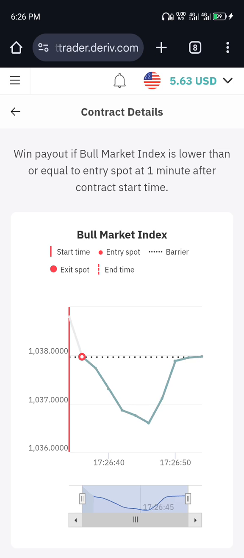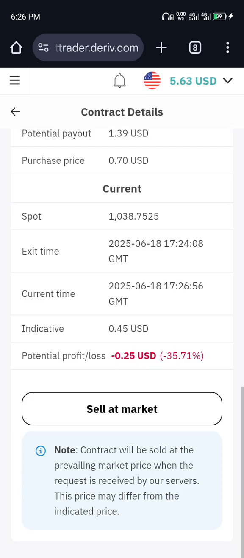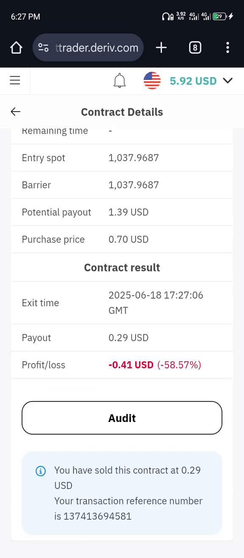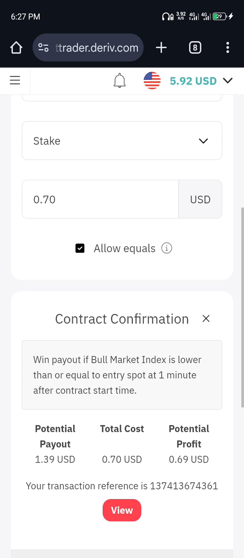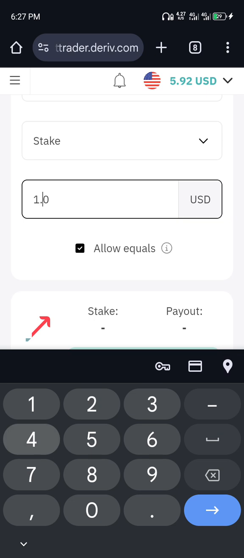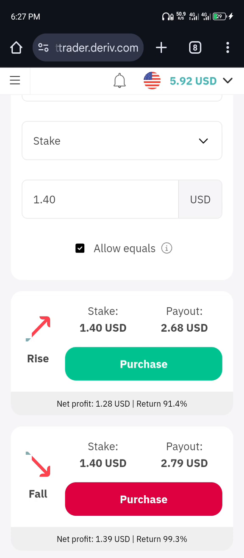You see the market is going up and down. Our stop loss is 30 cents. Oh, it's up to stop loss, so we cut it short. We move to the next stage. The next stage is $1.40. At this $1.40, our stop loss is 60 cents. Then our take profit is $1.20.